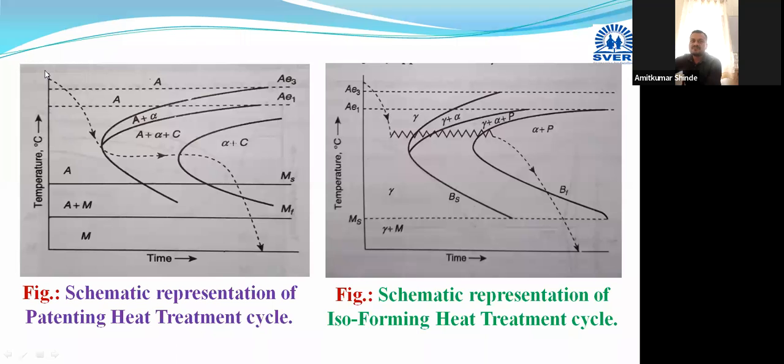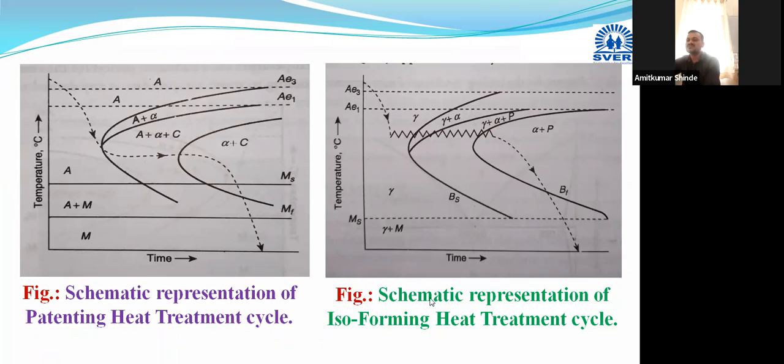Then in patenting, initially we cool it just below the nose temperature and hold it there for a longer period of time in a molten salt bath mixture. Hence, the austenite is transformed to coarse pearlite or fine pearlite at room temperature. Then in isoforming, just above the nose temperature, we conduct one forming operation, due to which we get fine pearlite and improved ductility and toughness at room temperature conditions.